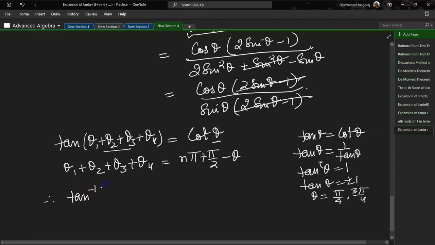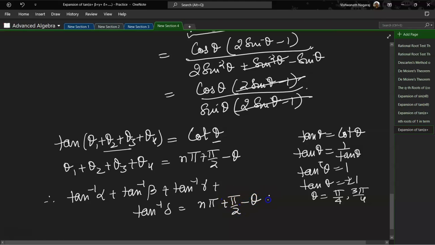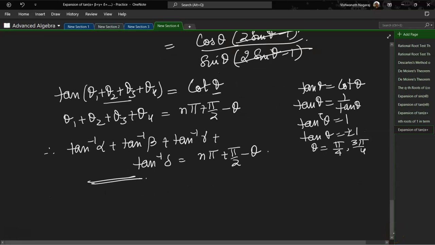tan inverse of alpha, that is theta 1, plus tan inverse of beta, which is theta 2, plus tan inverse of gamma, which is theta 3, plus tan inverse of delta, which is theta 4, is equal to n pi plus pi by 2 minus theta, which is what we had to prove. So that's it.